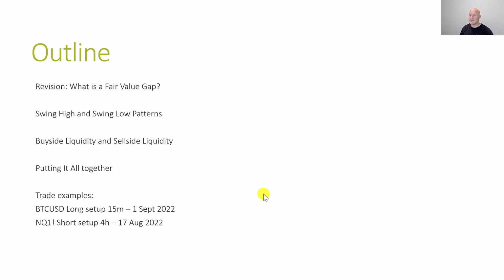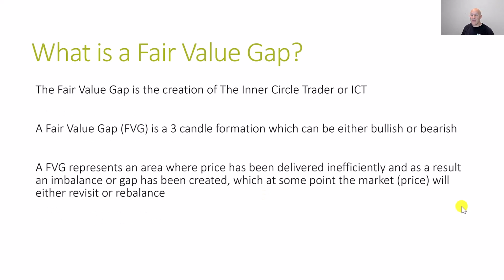Then we'll go through some specific trade examples using that framework, using Bitcoin in a long setup on the 15-minute chart from the 1st of September 2022. We'll also use the NASDAQ, this time with a short setup on the 4-hour chart from the 17th of August 2022. So we'll start with some quick revision on what a fair value gap is.